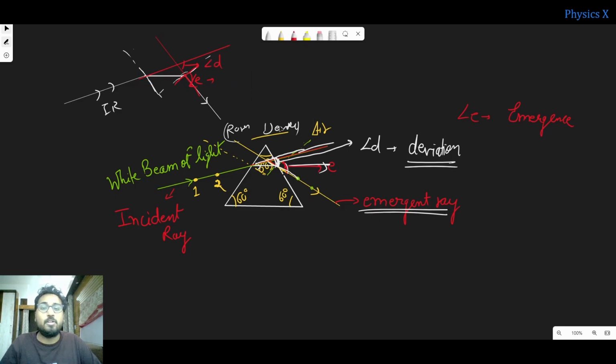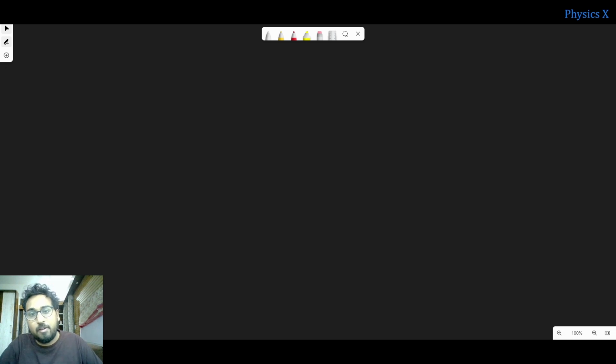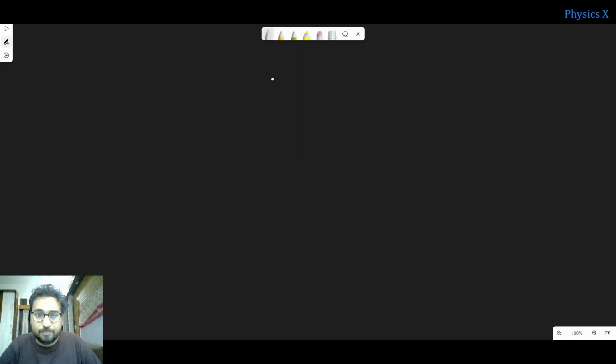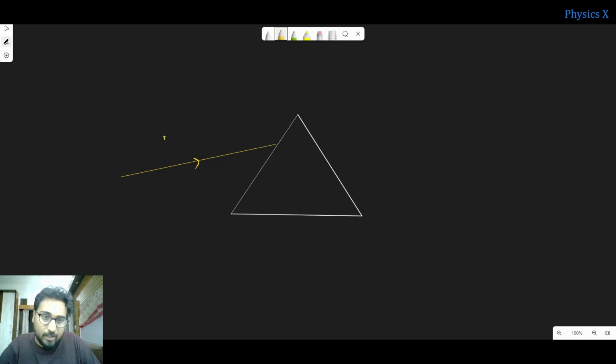So this is your refraction. Now what happens if we observe it minutely, right? If I consider a prism like this, let me draw much bigger, right? So if this is your prism, like this is the front view, and now the white light is incident. Let us say white beam of light, because it should be a beam of light for proper dispersion.